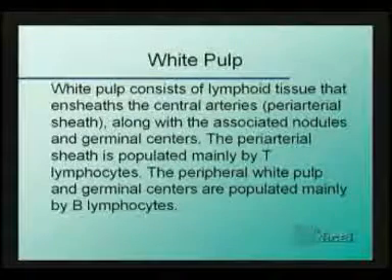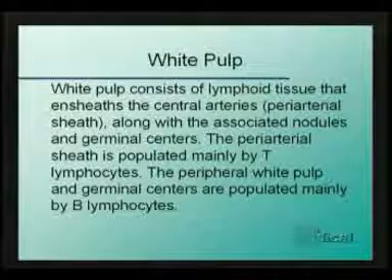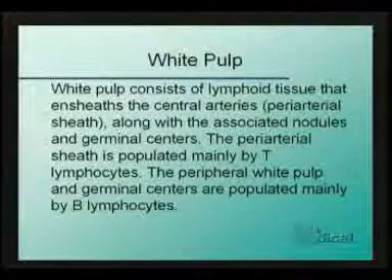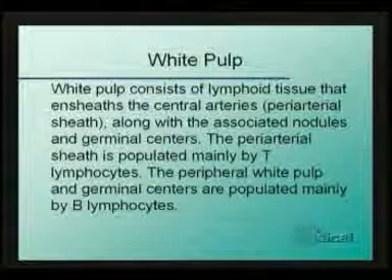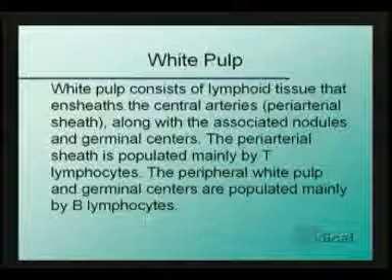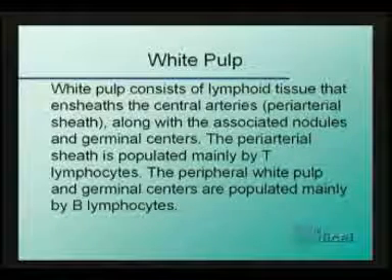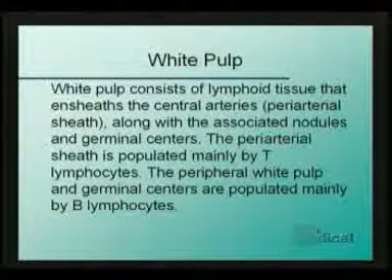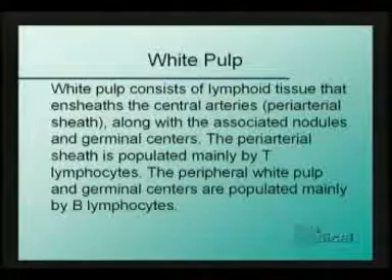The white pulp, as the name suggests, consists of areas of B cells and T cells, usually in close association with the central artery. What we refer to as the periarterial sheath is considered to be the T cell portion of the white pulp. The area of what's called peripheral white pulp contains the germinal centers that are highly populated mainly by B cells.